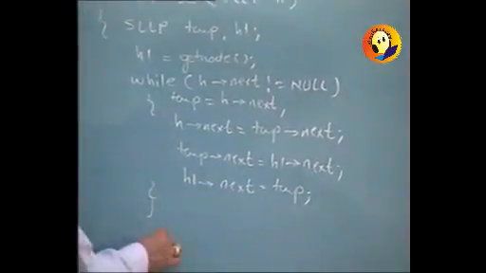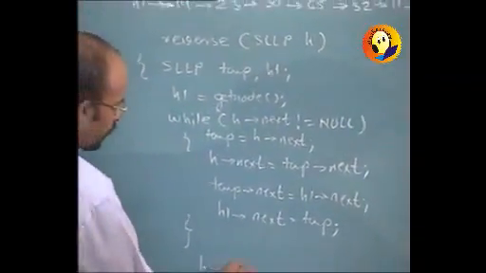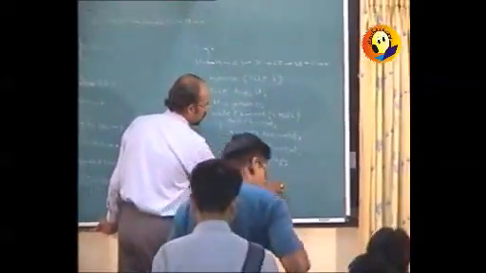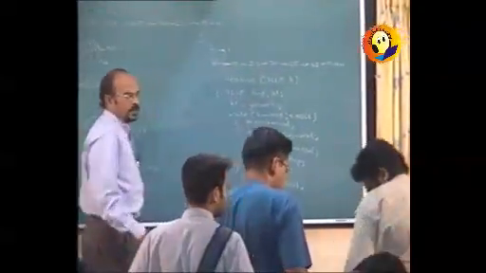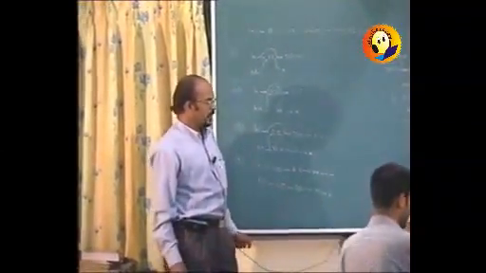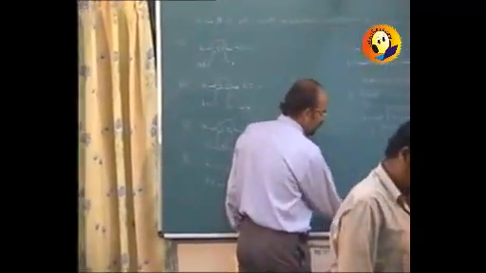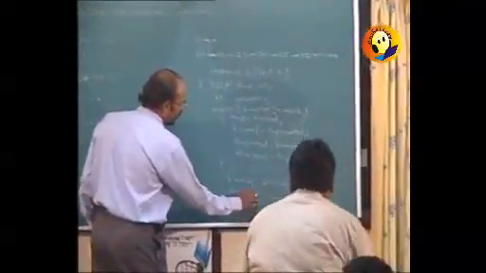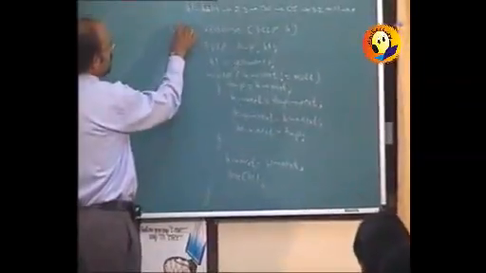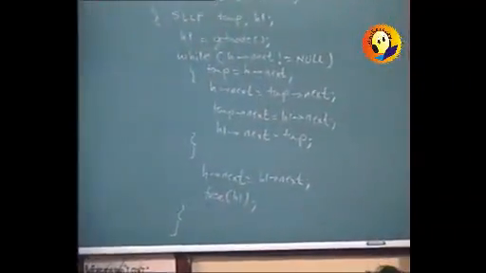Now we have said that H arrow next should again point to H1 arrow next, and then you will have to free H1. That will be our function reverse.